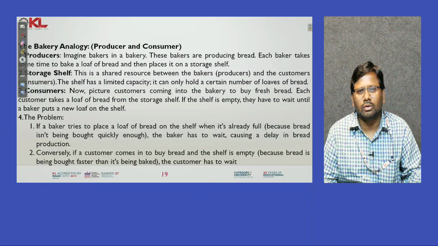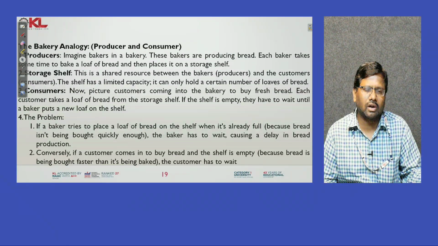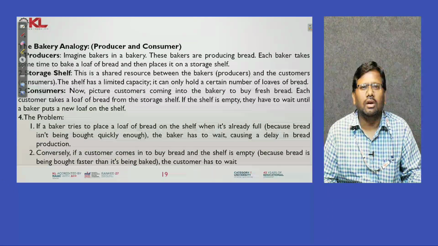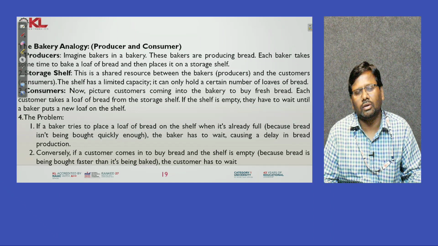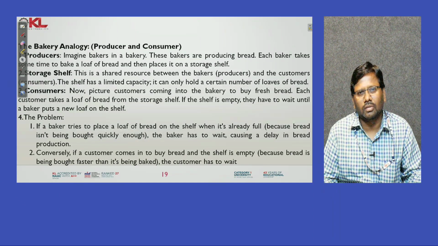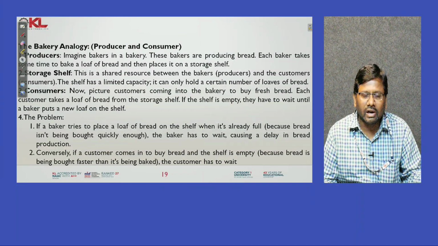If there is no good coordination among them, then without knowing the demand, the chef goes on producing the cakes, and that becomes overloaded, and we could not store them on the shelf. Okay, so depending on the demand, the production should be carried out. So this is one real time analogy of the producer consumer problem.